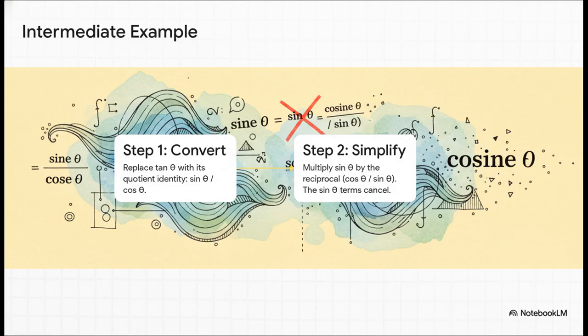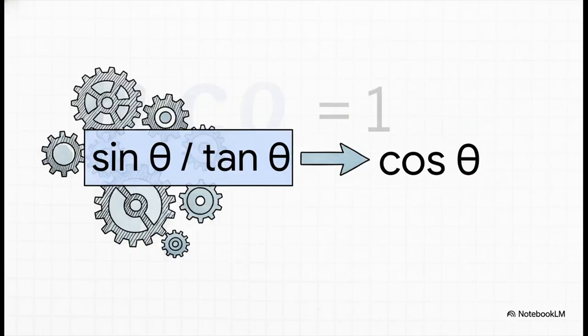Now remember, from algebra, dividing by a fraction is the same thing as multiplying by its flip, by its reciprocal. So we take our sine theta and multiply it by cosine theta over sine theta. And look at that, the sine terms cancel out. And we're left with just cosine theta. See the pattern? The strategy just works.